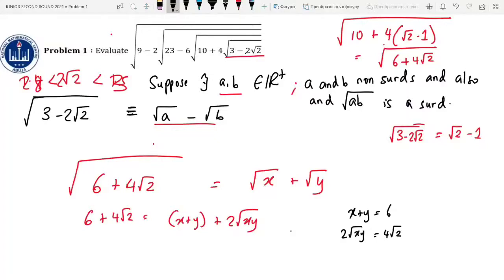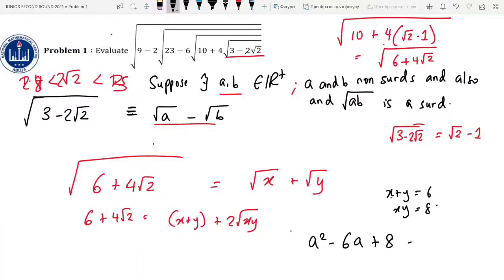So root xy is equal to 2 root 2, which is the same as root 8. So xy is equal to 8. So x plus y is 6, and xy is equal to 8. Then by Vieta's formulas, x and y are both roots of this equation: A squared minus the sum of roots, which will be 6, A plus the product of roots, which will be 8. So they are both roots of this equation.